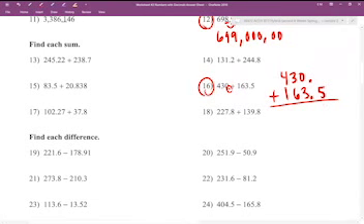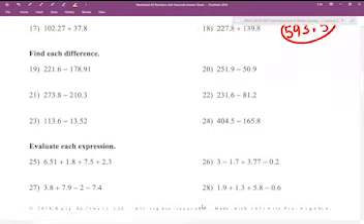5 plus nothing is 5. Bring the decimal point straight down. 0 and 3 is 3. 3 and 6 is 9. 4 and 1 is 5. So 593.5.